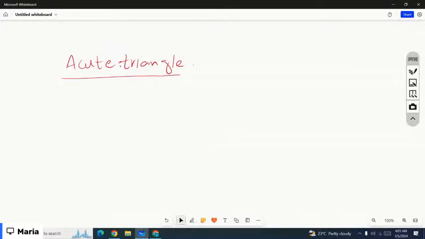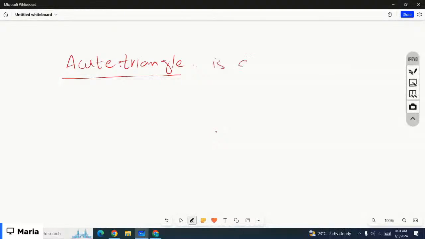I'm going to write the definitions on the board. Please use your notebook and pencil and note down the definitions. Okay, acute triangle is a triangle with three acute angles. Acute angle means angles that are less than 90 degrees. Got it?